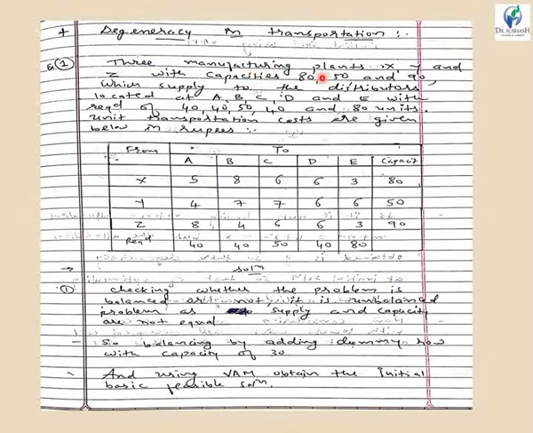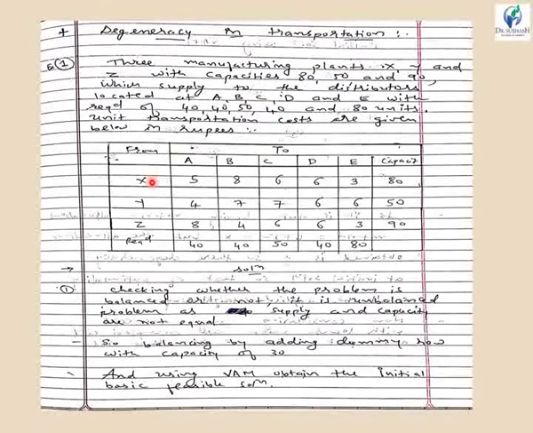There are 3 manufacturing plants X, Y and Z with capacities 80, 50 and 90, which supply to the distributors located at A, B, C, D and E with requirements of 40, 40, 50, 40 and 80 units. Unit transportation costs are given below in rupees. So this table is given to you in data, and those supply capacities and requirements of distributors are given.